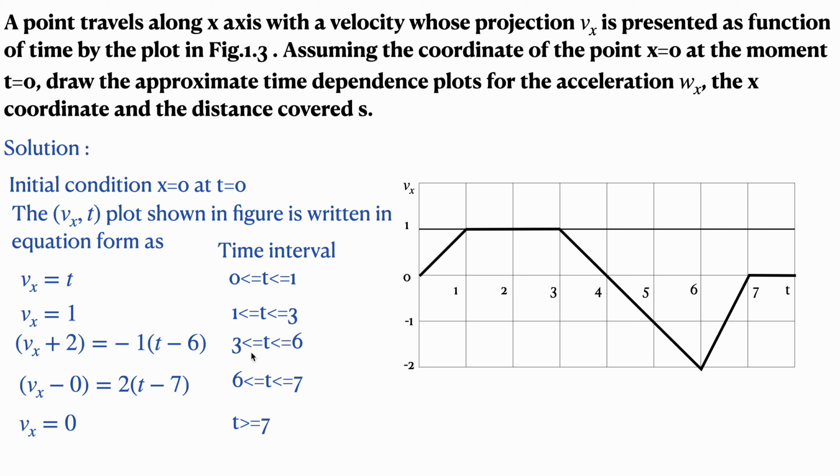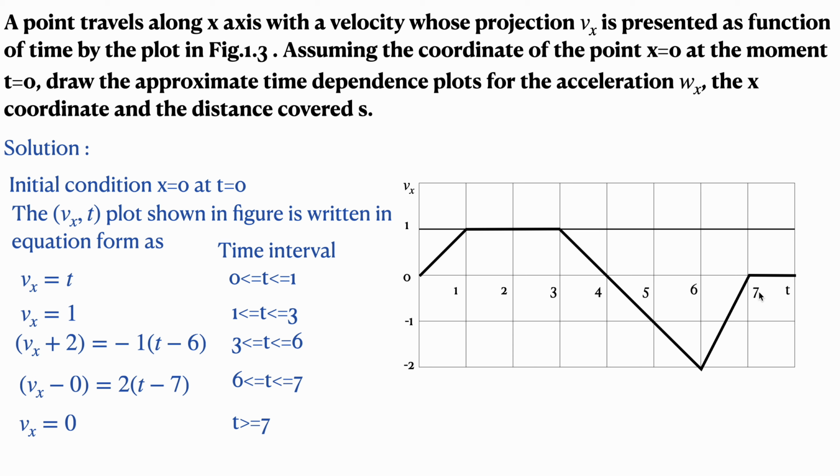In time interval 3 to 6, the equation of velocity can be obtained by the equation of a straight line from the time interval t equals 3 to t equals 6. So this will be vx plus 2 equals minus 1 times t minus 6. And in the time interval t equals 6 to t equals 7, the time dependence of vx can be written in equation form by writing the equation of a straight line from 6 to 7. So the equation of the straight line will be vx minus 0 equals 2 times t minus 7.